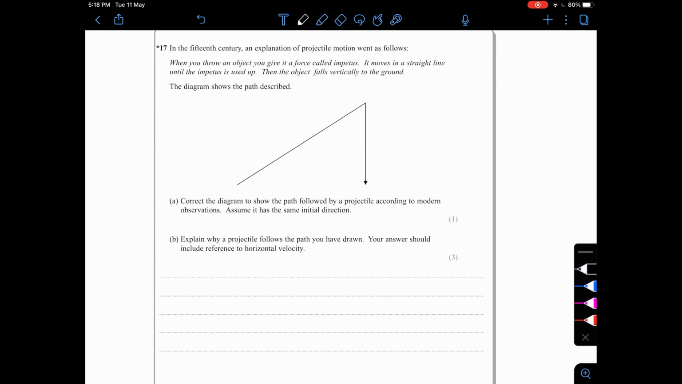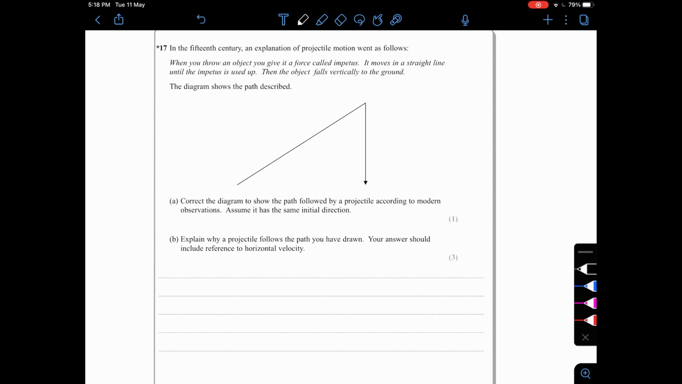Question number 17. In the 15th century, an explanation of projectile motion went as follows. When you throw an object, it has what's called impetus. The diagram shows the path, right? This is obviously not the path of a normal projectile. This is not what we do anymore. It's different. So we have to correct the diagram to show the path followed by the projectile according to modern observation, assuming it has the same initial direction.